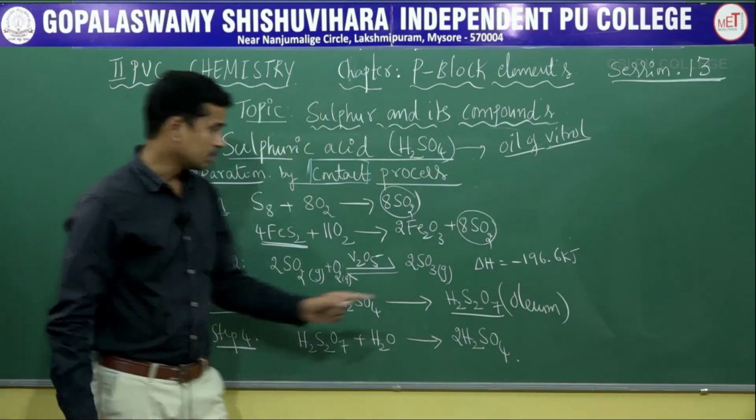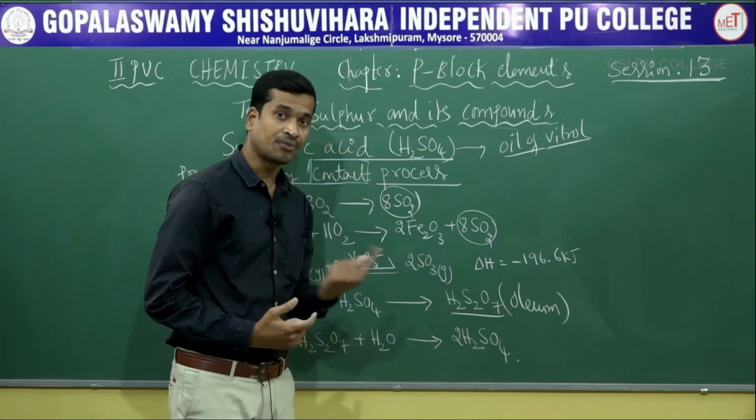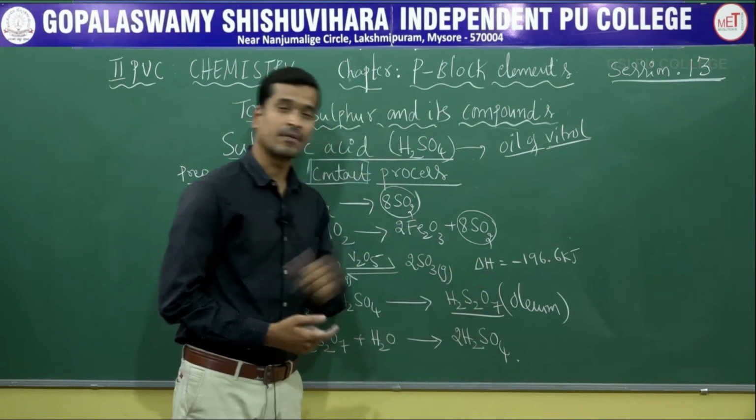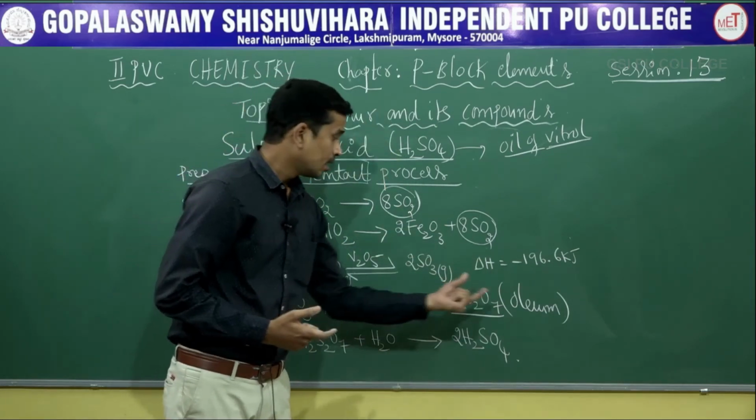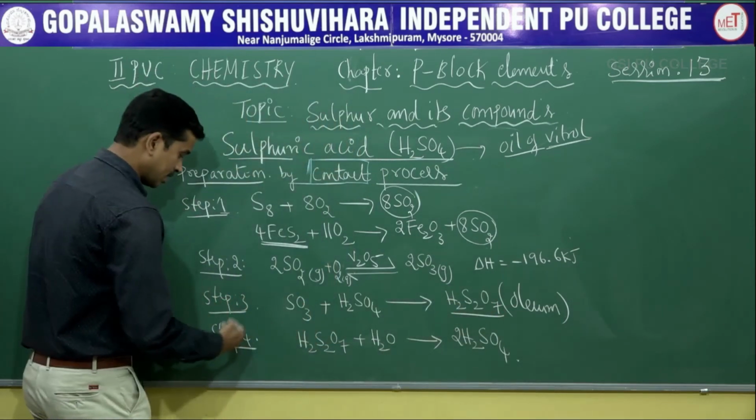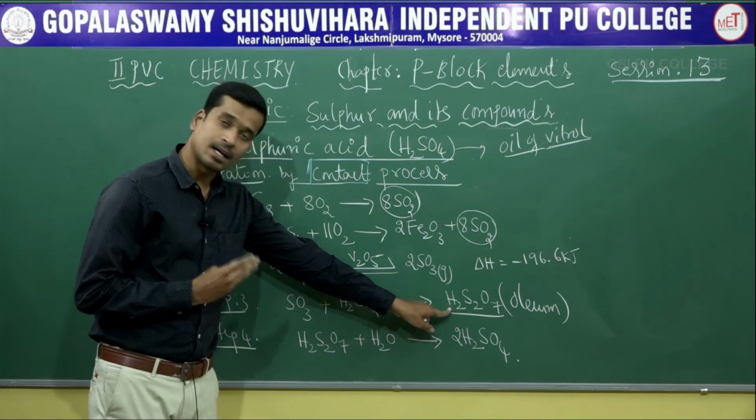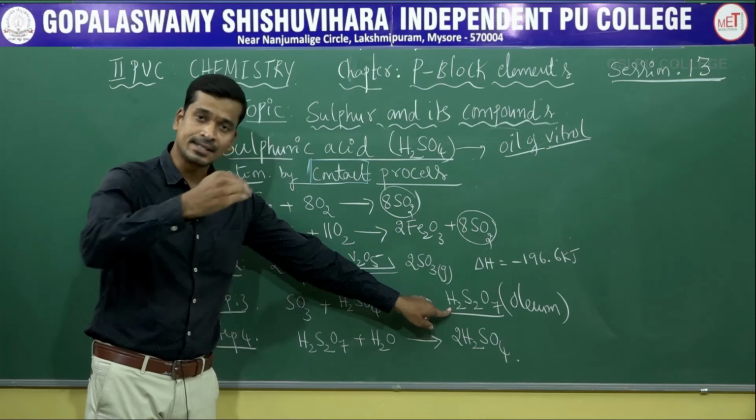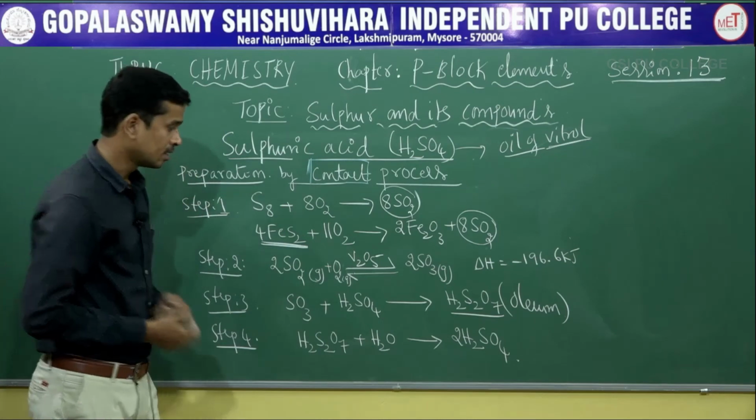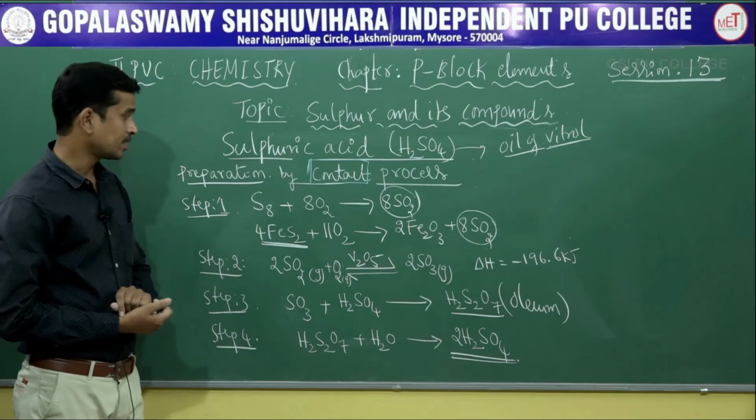I will ask one more question from this exam. Write the formula for oleum. H2S2O7. It is also called what? Double sulfuric acid. Okay. The last step: the oleum is highly concentrated, so it is diluted with water to get your desired concentration of sulfuric acid.